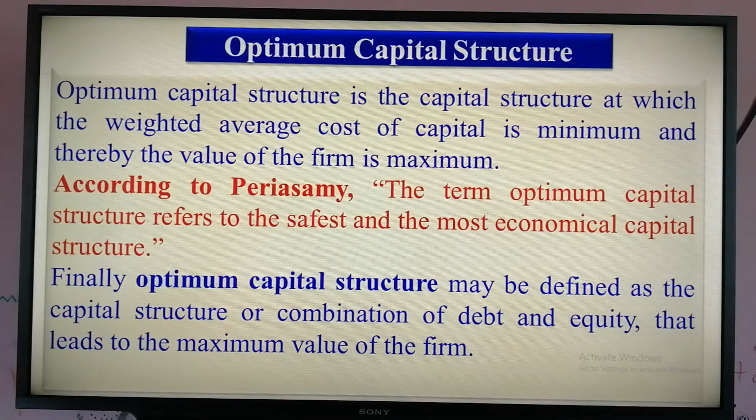Optimum capital structure is the capital structure at which the weighted average cost of capital is minimum and thereby the value of the firm is maximum. Simply, you can say minimum cost, maximum return. Minimum cost, maximum return is the theory of optimum capital structure.